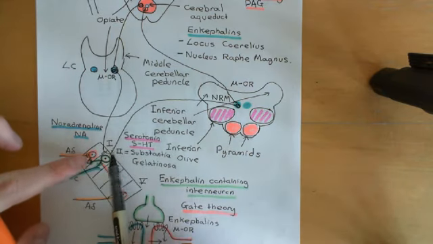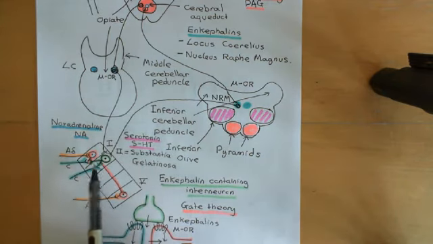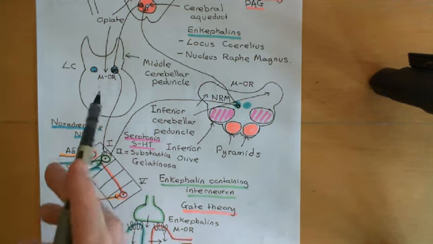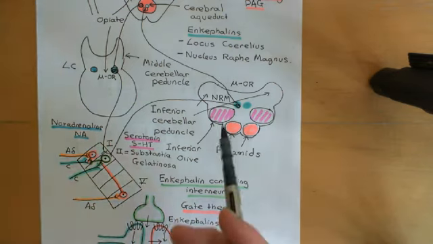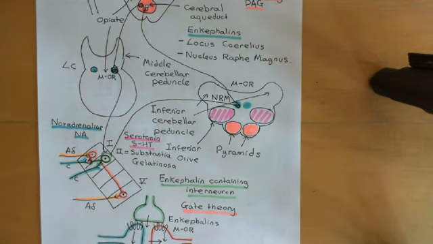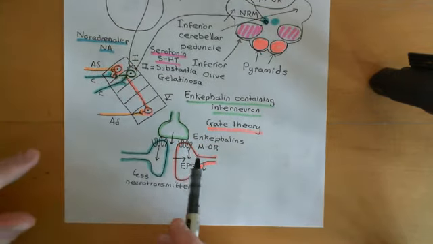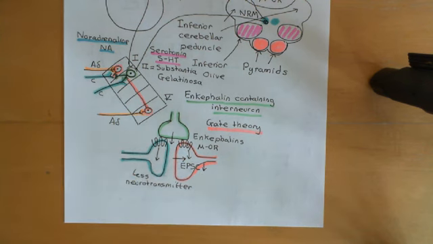These will then send projections down into the dorsal horn, where they'll release either noradrenaline in the case of locus coeruleus or serotonin in the case of the nucleus raphe magnus, and these neurotransmitters will then activate enkephalin-containing interneurons in Rexed lamina 2 of the dorsal horn. These neurons are now the ones that actually close the gate. They then release enkephalins onto the synapses between the primary afferent nociceptive neurons and the second-order spinothalamic projection neurons.